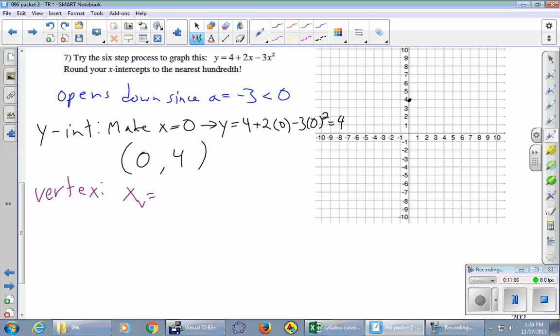What's our new formula with letters in it? Negative b over 2a, that's our formula, equals negative, how much is b? 2, divided by 2 times, how much is a? It's negative 3. Again, don't get deceived. That 4, just because it's first, doesn't make it a.